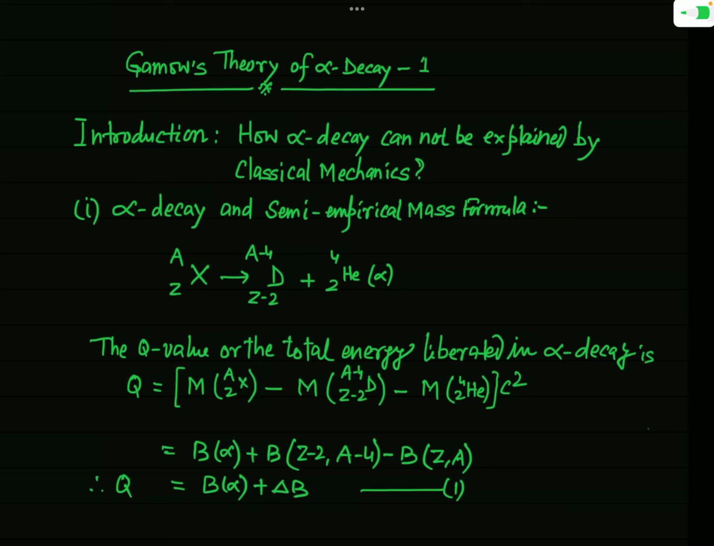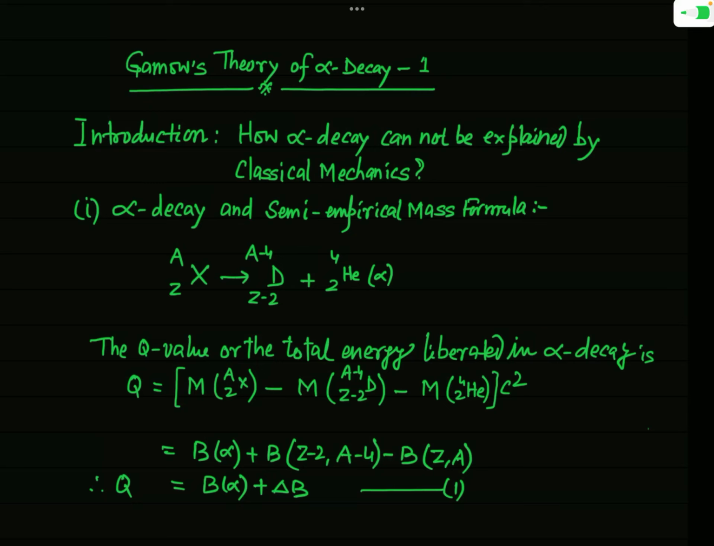So now we are going to start a proper theory of alpha decay, and this proper theory is known as Gamow's theory of alpha decay. In fact, in this first part on Gamow's theory of alpha decay, we will not see any proper theory regarding this alpha decay, but we will only discuss some of the introductory facts regarding the theory of alpha decay.